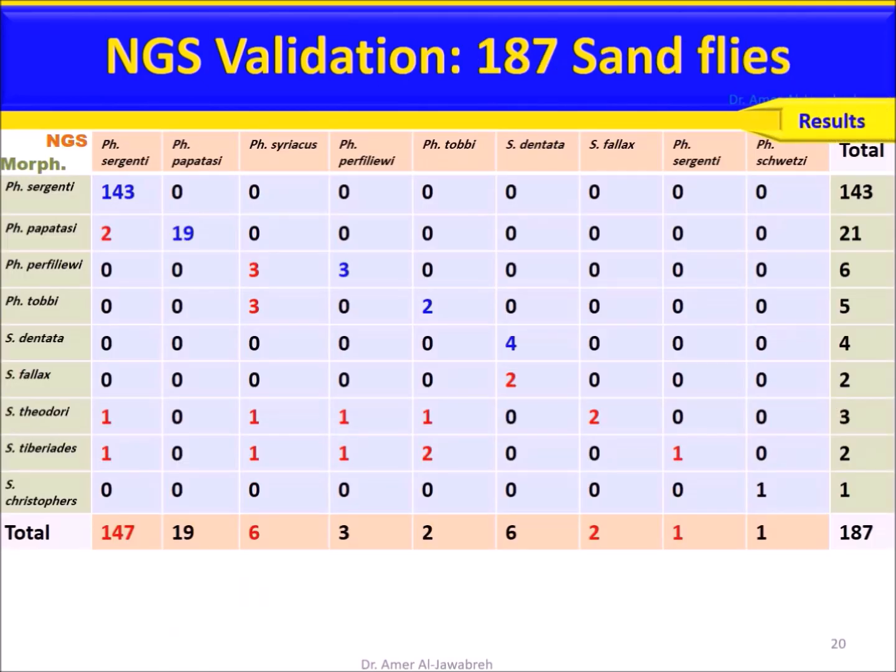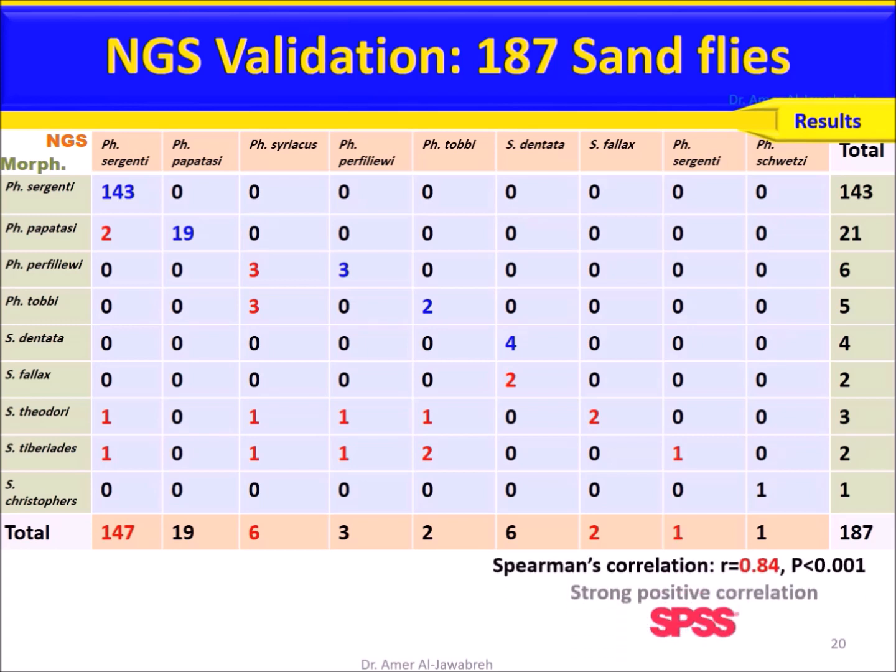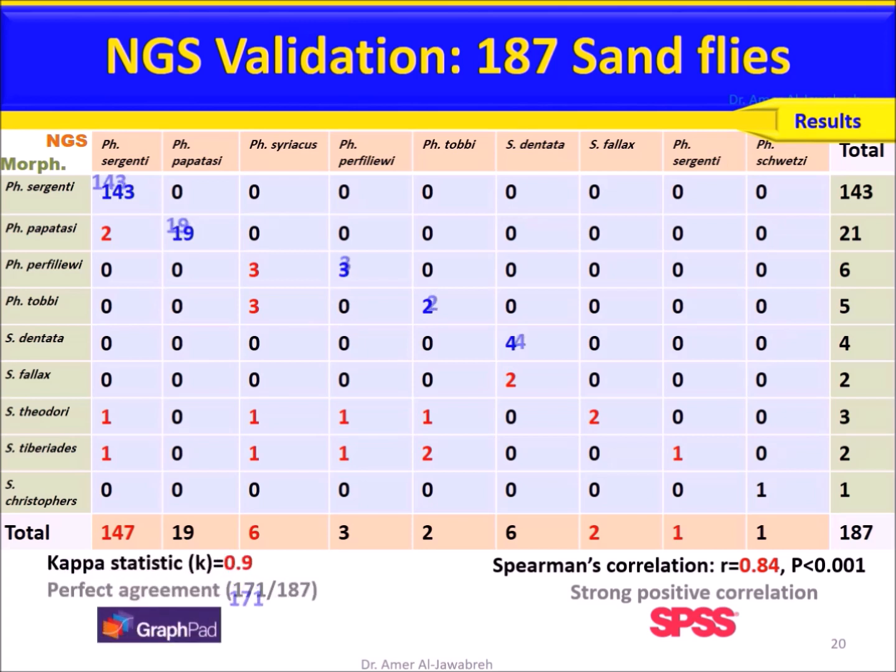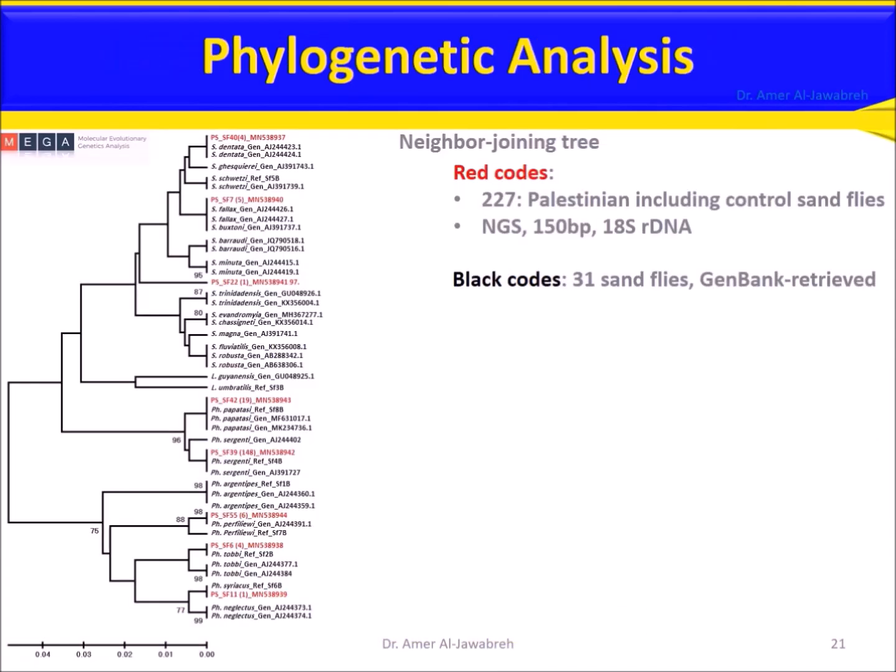Results: NGS validation, 187 sandflies. NGS and morphology methods for the identification of sandfly species were strongly correlated by Spearman's correlation. Both perfectly agreed in 171 out of 187, indicating high reliability of NGS. Most of the disagreements were hard to distinguish by morphology due to high similarity between species.